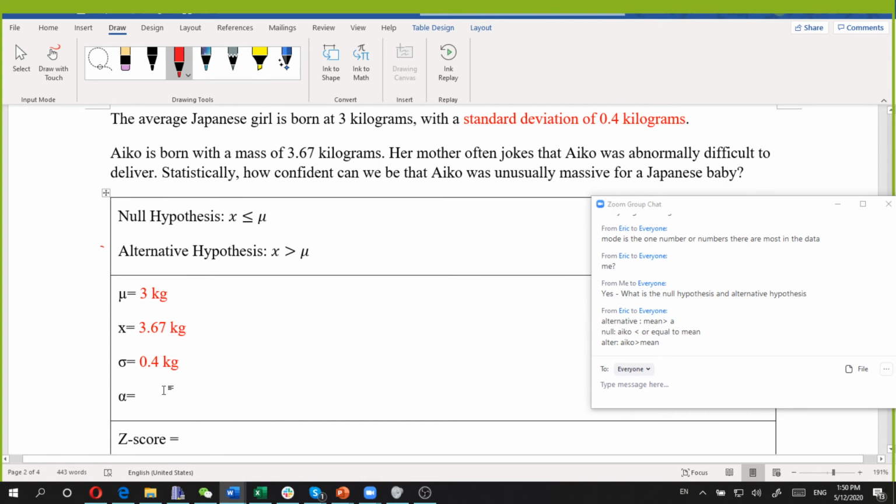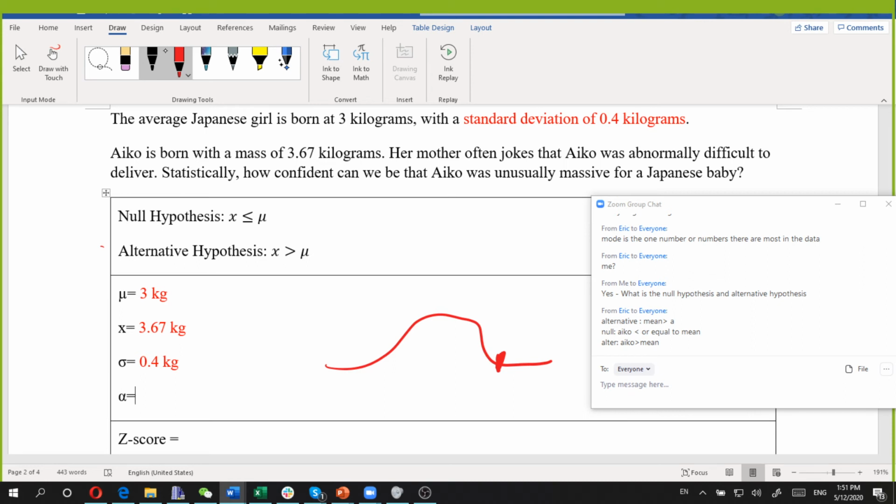Okay, does anyone remember what our alpha represents? Okay, alpha is the Greek letter, the first letter in the alphabet. It makes an A sound. Alpha stands for accept, if that helps. Alpha is the probability that we are willing to accept of getting a random value that would be significantly different. So if I want to be 95% confident in my result, I'd be willing to accept a 5% chance that I am wrong.